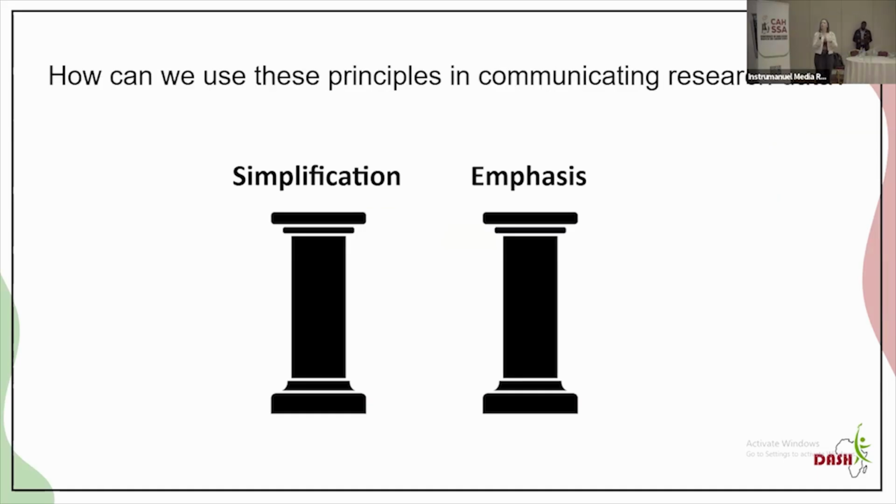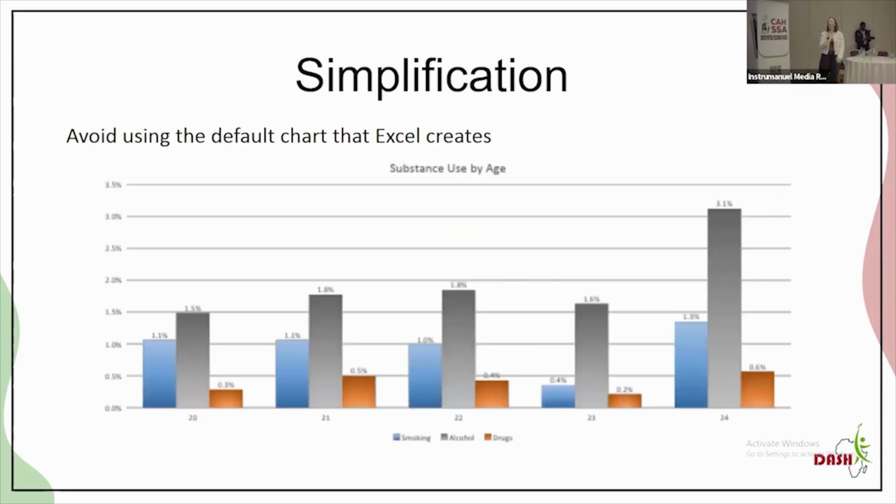First, we're going to talk about these principles in communicating research data. We're going to go through a graph. So next slide. Okay, I will say the colors are off and it's making this look a lot worse than it is.